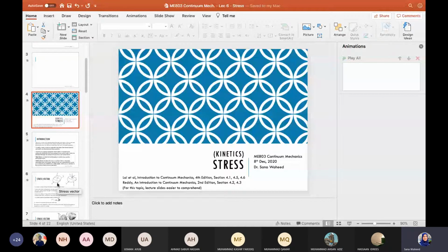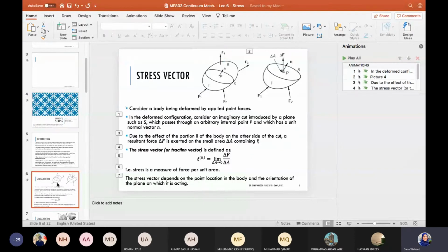So we had started to talk about the kinetics of a continuum, noting here that kinetics is basically the study of what causes the deformation or motion of a body or of matter, right? In particular, in the kinetics, what we're talking about is stress. And as we discussed last time, stress is this internal measure of loading. It's the internal force per unit area.